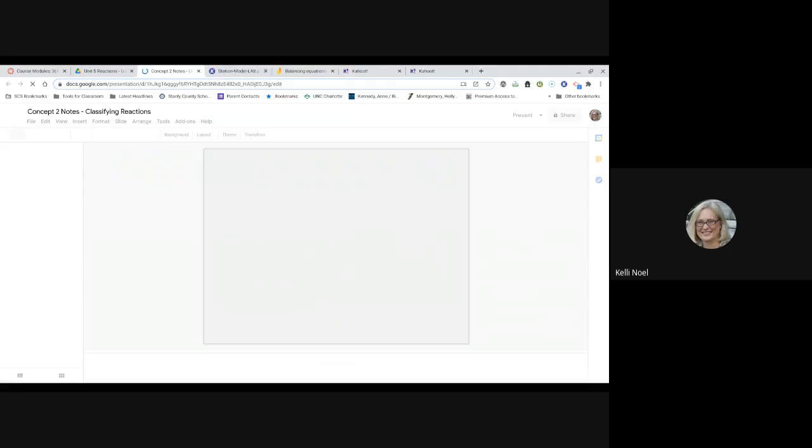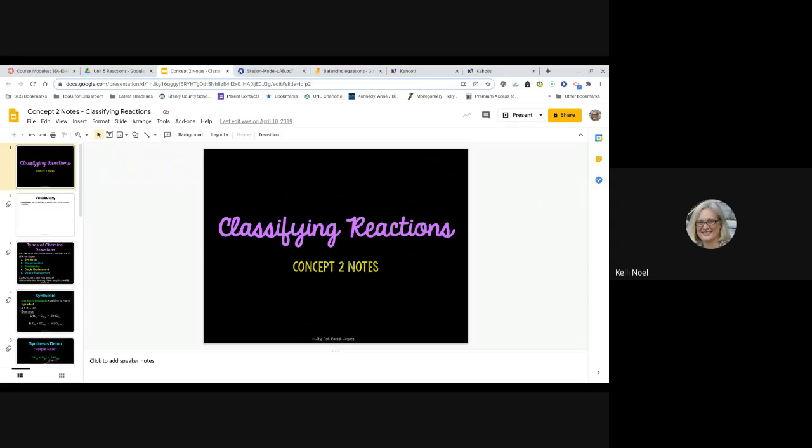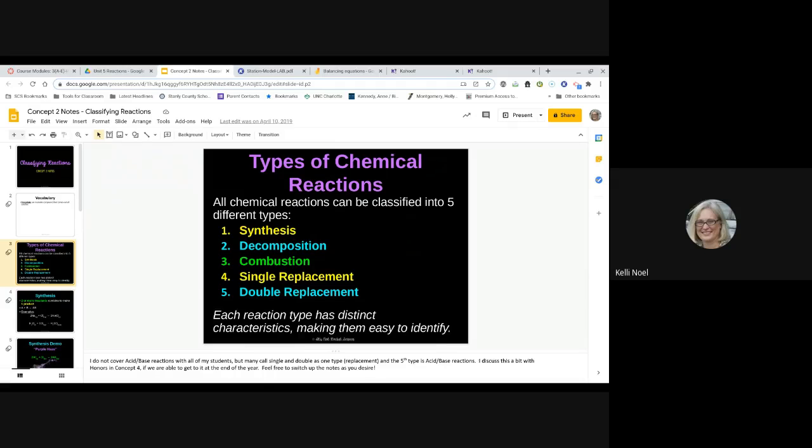All right, I wanted us to talk a little bit about classifying elements or reactions. When you see a chemical reaction, you should be able to know by what it looks like which type of reaction it is. So there are 5 types. There's acid and base reactions as well. But the main 5 that we're going to look at are synthesis, decomposition, combustion, single replacement, and double replacement, which you may also see called displacement or double displacement. So you may see a couple different names.